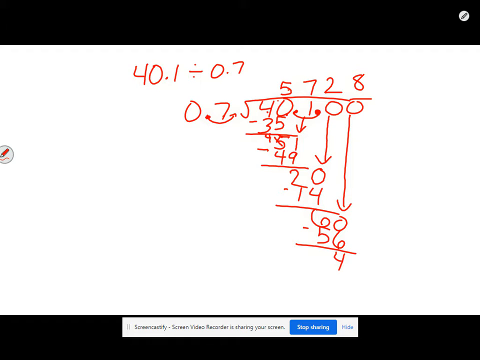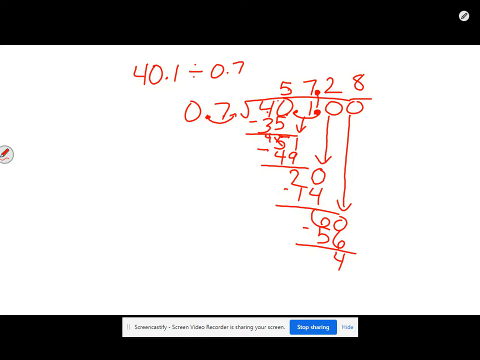You need to decide how far you want to keep going. You might get to the ending point and it can't go in anymore. The directions might say round to the nearest tenth or round to the nearest hundredth. So then you need to know where the tenths, hundredths and thousandths places are. What I do with that decimal point is it goes straight up from where it is.